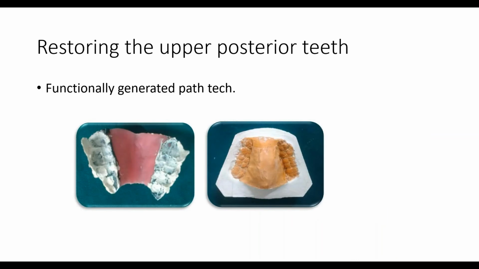So the last one is the restoration of the upper posterior teeth. Now Mayer has given the functionally generated path technique for deciding the location of the upper posterior teeth. According to this technique, we can obtain the upper teeth position, the contour, and the incline. Everything can be obtained with the help of the functionally generated path technique.